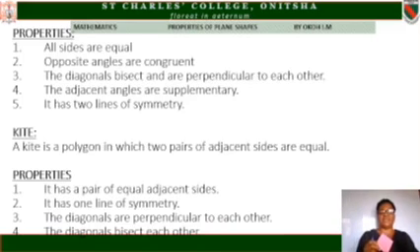Number 2, it has 1 line of symmetry. Only 1 line of symmetry, a line that divides it into equal parts. Number 3, the diagonals are perpendicular to each other, just like a cross. Then number 4, the diagonals bisect each other.